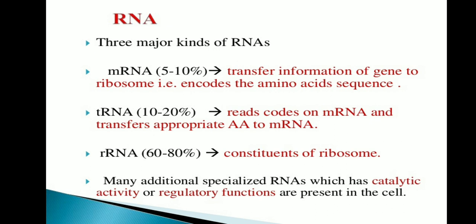And the third kind of RNA, which has a high concentration in the cell, is called ribosomal RNA, which makes up 60 to 80% of total RNAs. These rRNAs are the constituents of the ribosomes, right? So many additional specialized RNAs which have catalytic activity or regulatory functions are present in the cell.